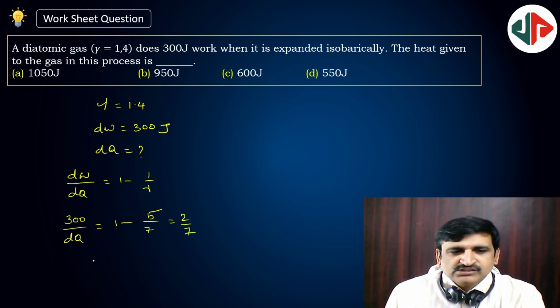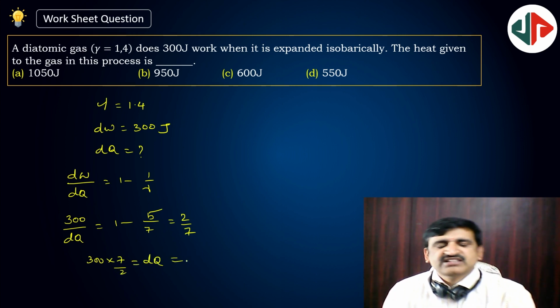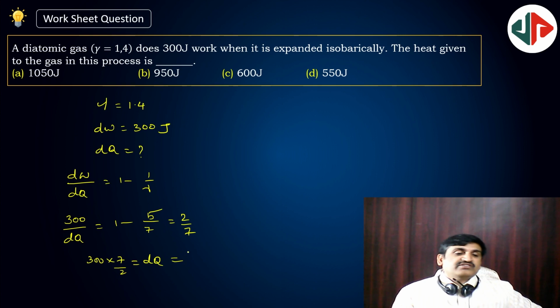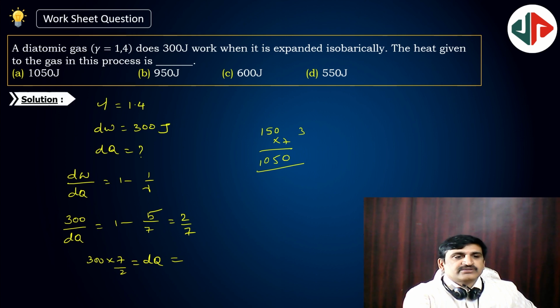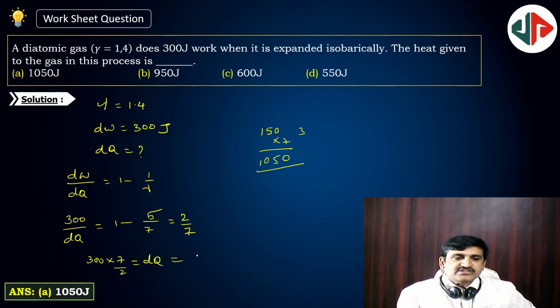So 300 into 7 by 2 is equal to dQ. So dQ equal to 150 sevens, that is 1050 J. Option, first option, 1050 joule.